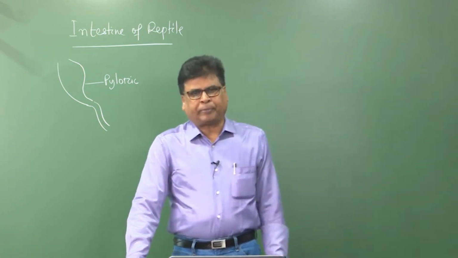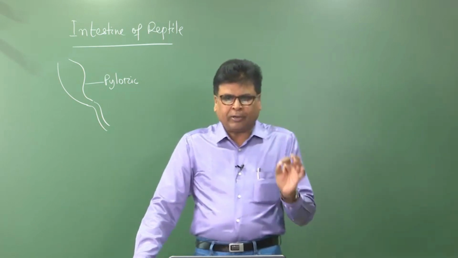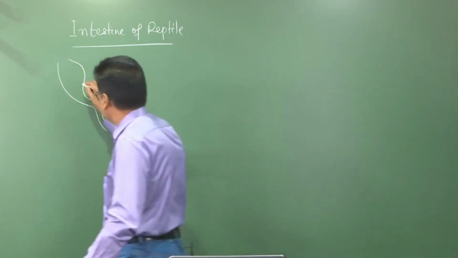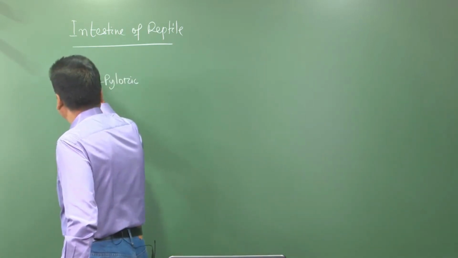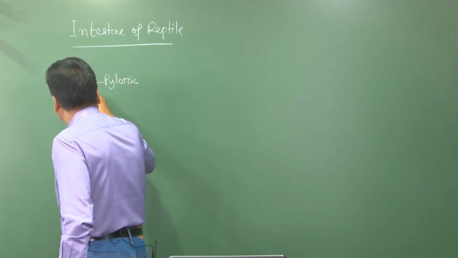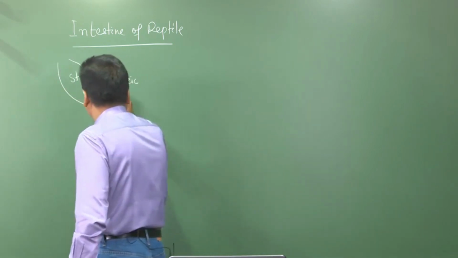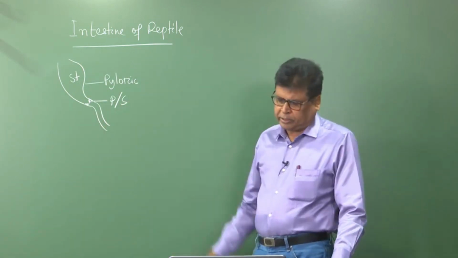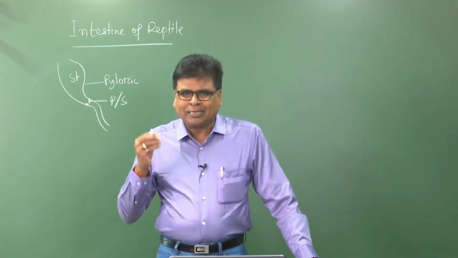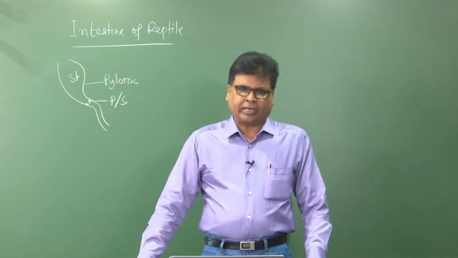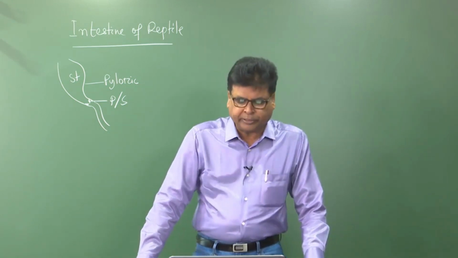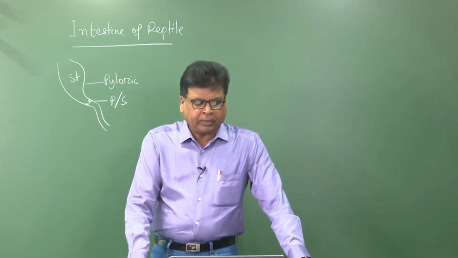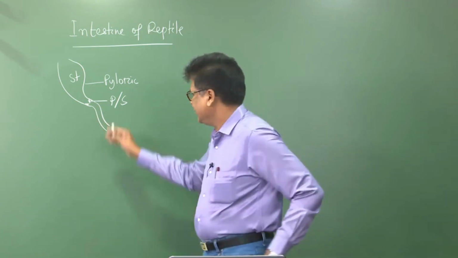In case of reptile, one sphincter is there. If this is the pyloric stomach, this is the stomach and this is the sphincter, known as the pyloric sphincter. So, through the pyloric sphincter, the stomach leads into the small intestine.